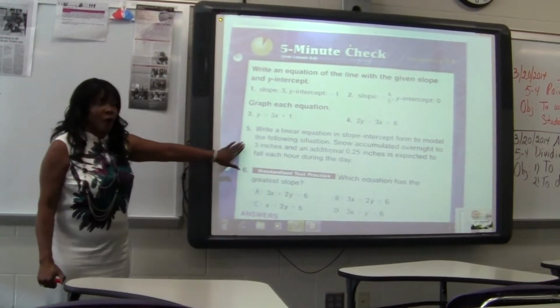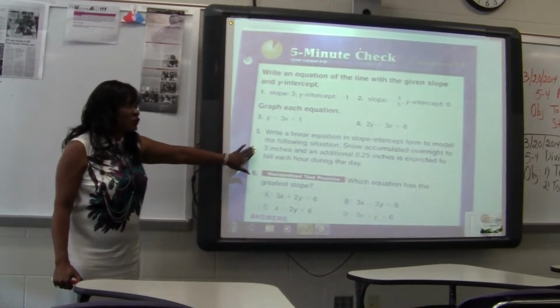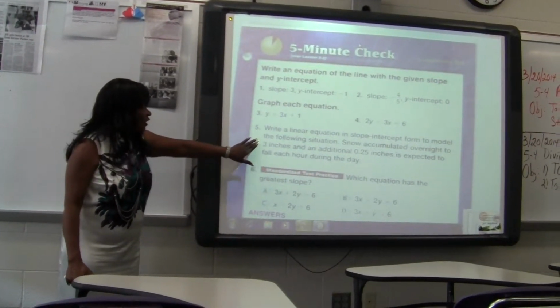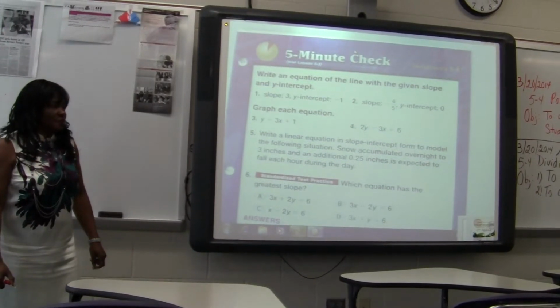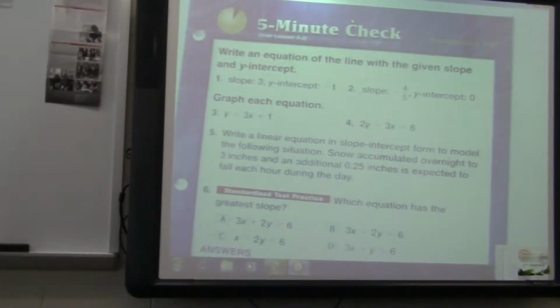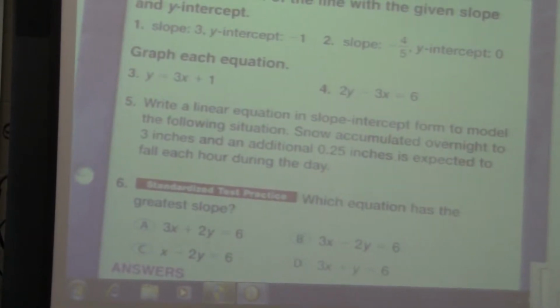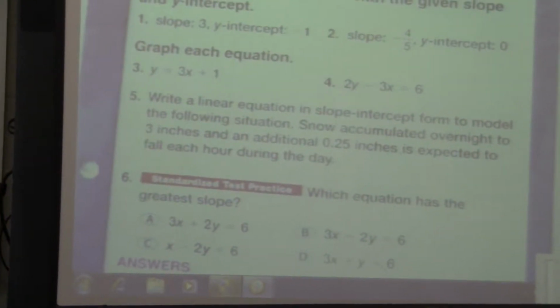Let's work on this word problem. Who's going to chunk it for me? Who can read it for me? Come on, Miss Rogers, read this. Write a linear equation in slope-intercept form to model the following situation. Snow accumulated overnight. Okay, let's stop.